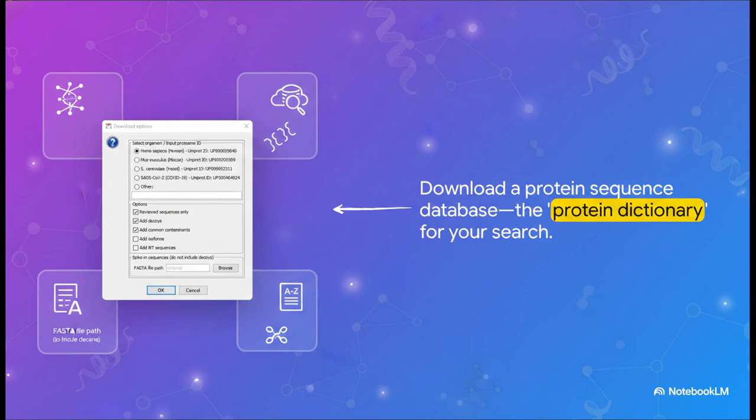And the last piece of the puzzle is the protein sequence database. You can think of this as the protein dictionary that MSFragger is going to use to identify all the peptides in your sample. FragPipe makes this so easy. You can download a top-quality database right from UniProt. It even automatically adds in decoys and common contaminants, which are essential for making sure we can trust our results.